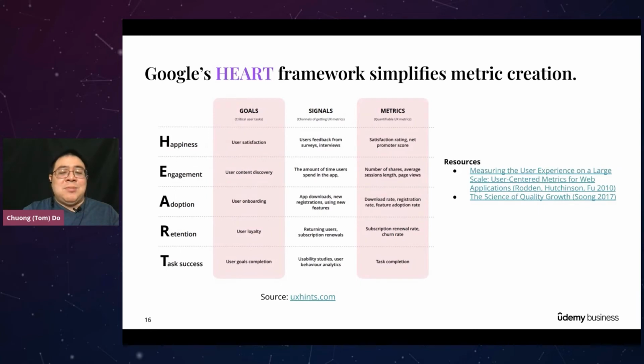These areas correspond to understanding user satisfaction, and the extent to which users are really interacting with your product. Also, it gives you a sense of how people are adopting the product, and the retention. Are people sticking with the product over time? And are they really achieving their goals, right? So if you can use a framework like Google's HEART framework, it often simplifies the process of metrics creation and makes it easier to think about what it really means to build a great product.